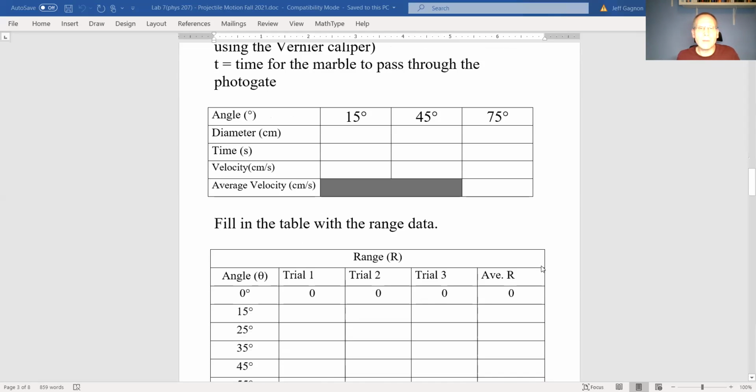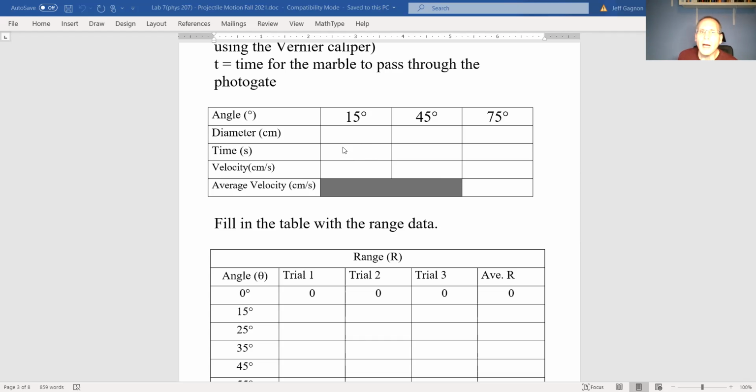Okay, so here's the table. Let me explain what's going on in the table here. So first of all, we are going to be able to determine the time that it takes the ball to pass through the photogate. There's a photogate attached to the end of the launcher. You should watch my video. I created a video that shows you how I use the equipment to do this lab. So you want to make sure you watch that video.